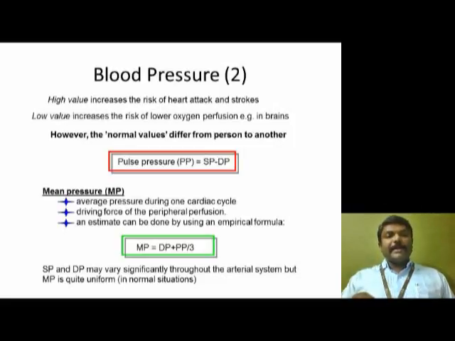Another important parameter, also derived from the systolic and diastolic pressures, is the mean pressure, normally called MAP, mean arterial pressure. MAP is given by DP plus pulse pressure divided by 3. That's again a derived parameter. These are the secondary pressure parameters, which also give you an indication about heart function.